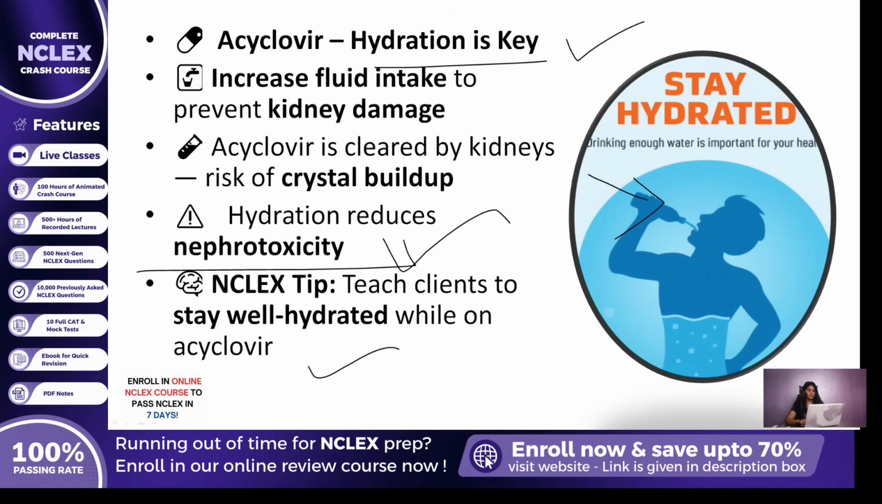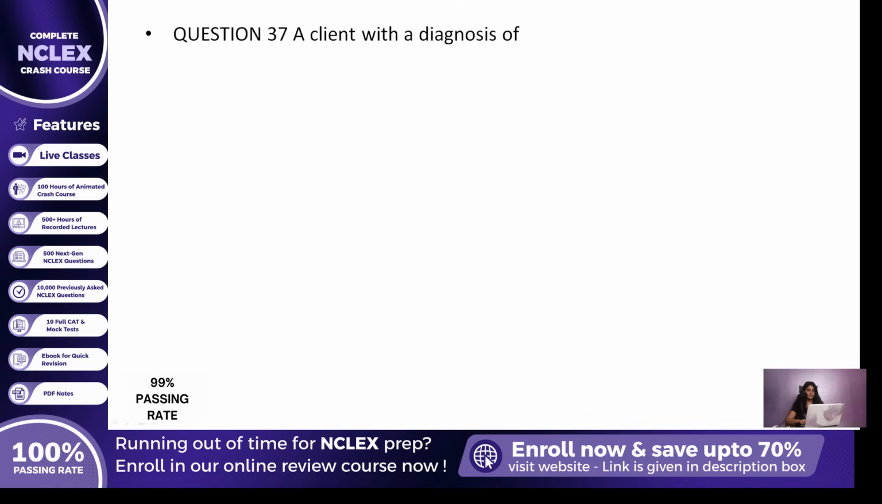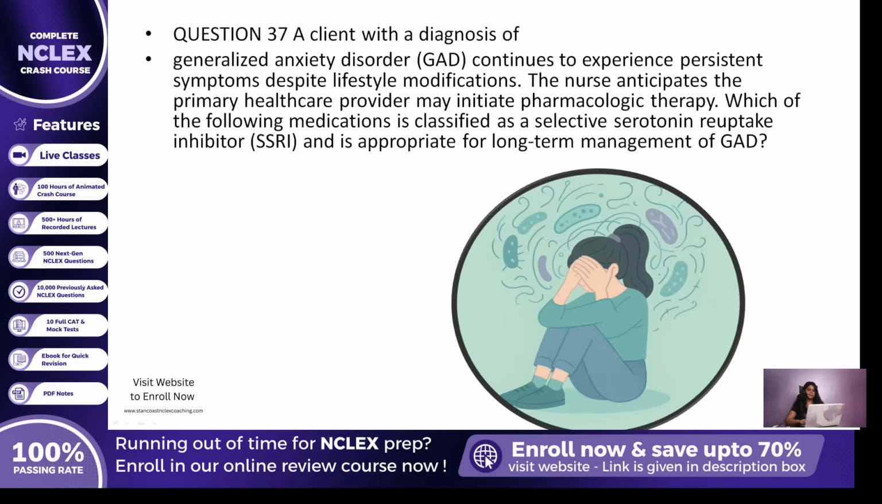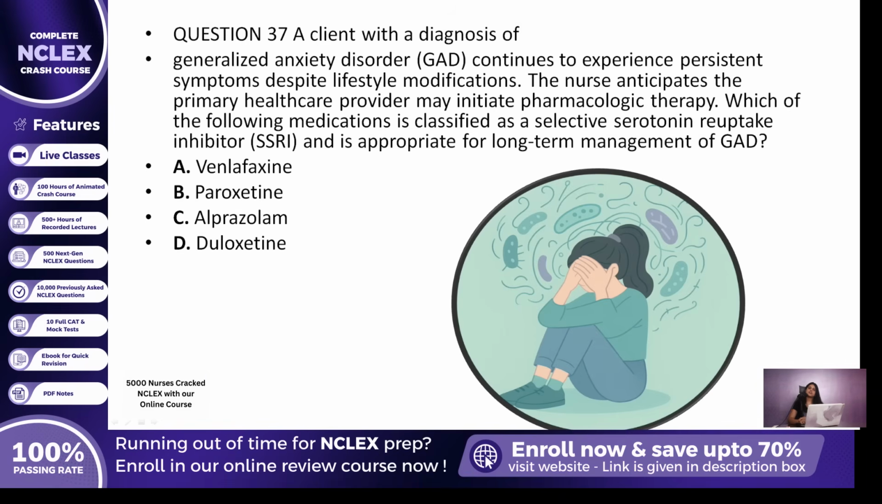Question 37. Let us move on to a pharmacology-focused scenario in anxiety management. A client with generalized anxiety disorder continues to have symptoms despite lifestyle changes. The nurse anticipates the provider may now start medication. The options are: Option A, venlafaxine; Option B, paroxetine; Option C, alprazolam; Option D, duloxetine. The correct answer is Option B, paroxetine.